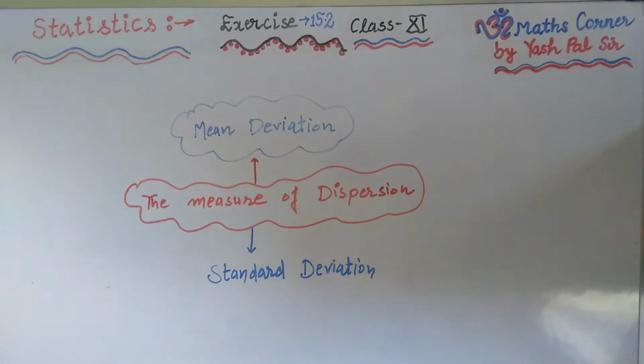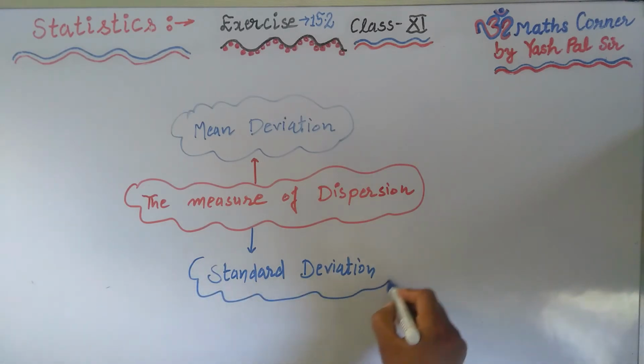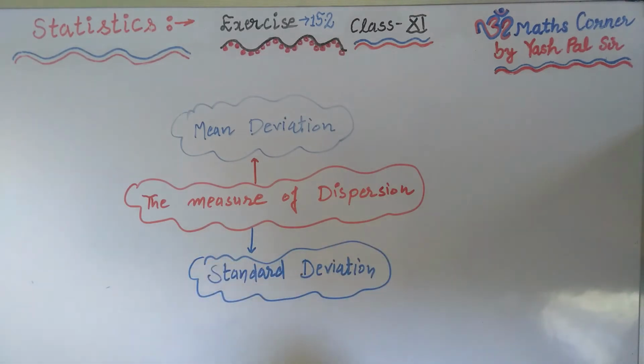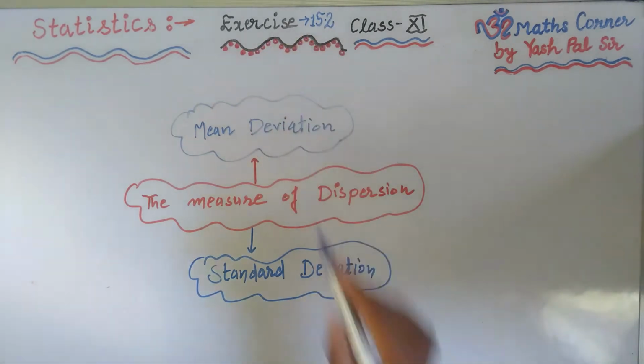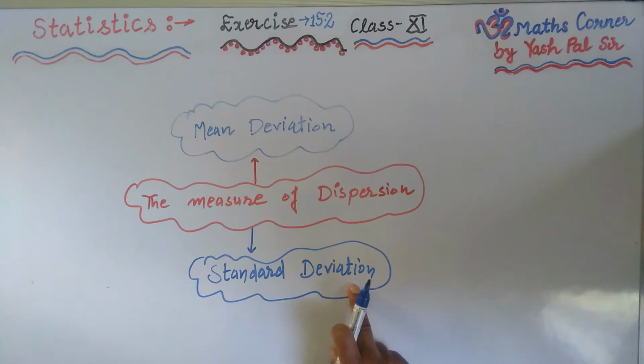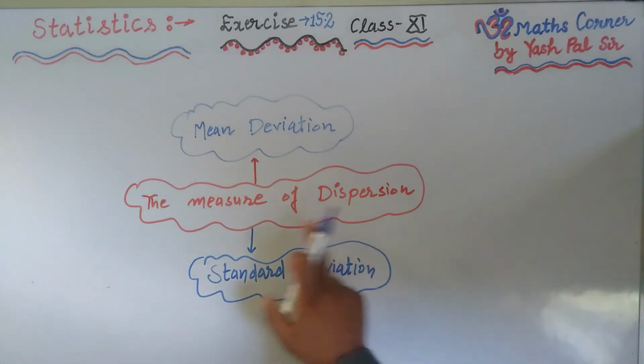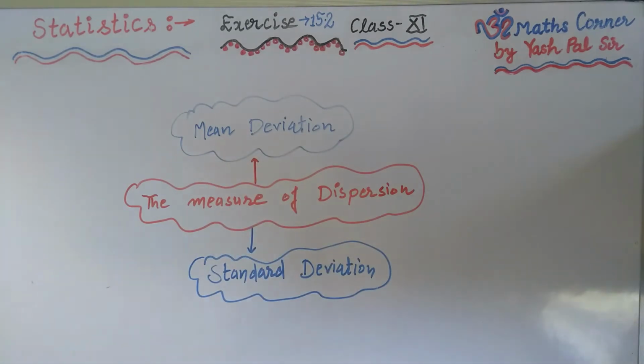Standard deviation. Now this standard deviation is such a measure of dispersion. So this is the topic of the day of this video. In exercise 15.2 we are going to discuss standard deviation, which is the measure of dispersion, the better form of mean deviation.